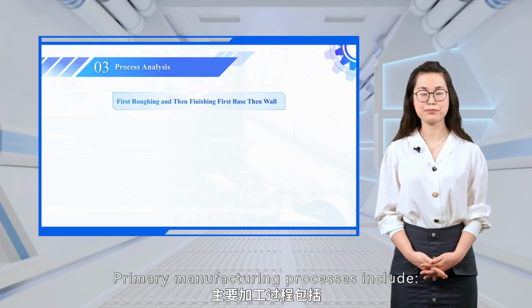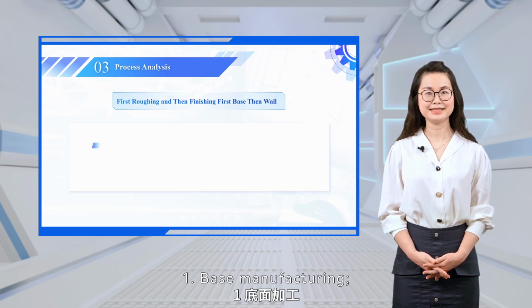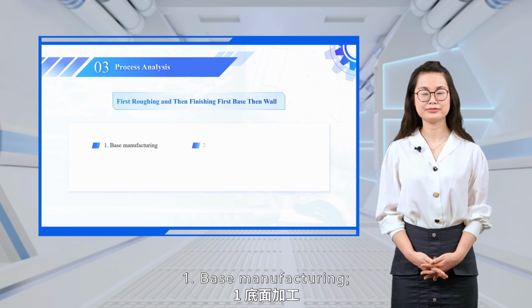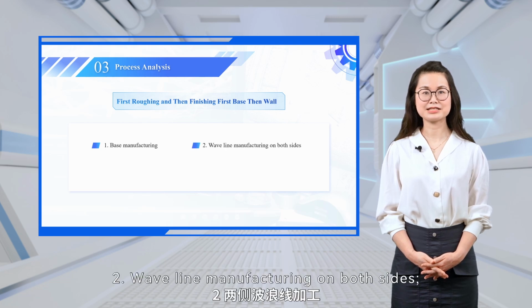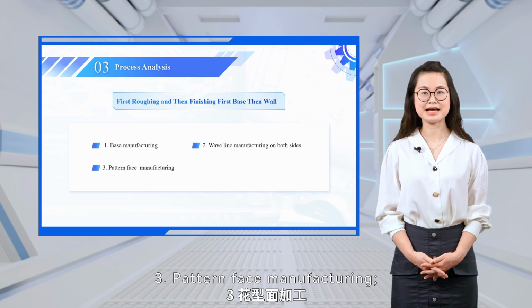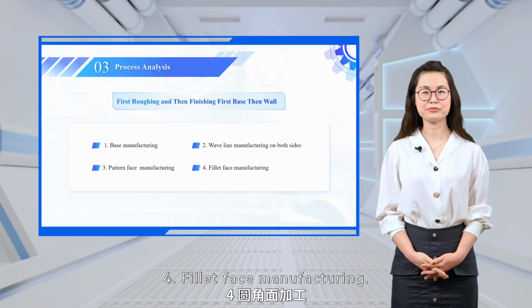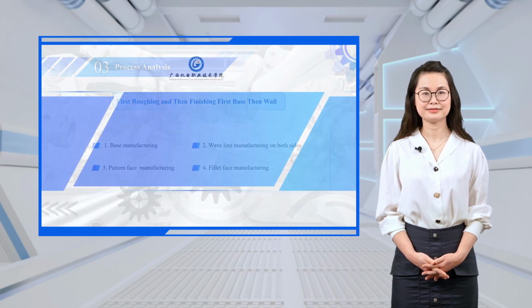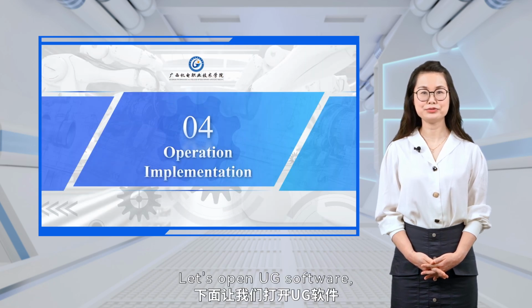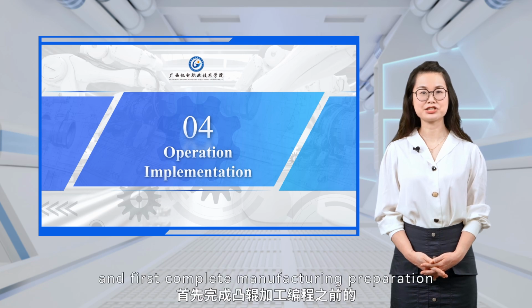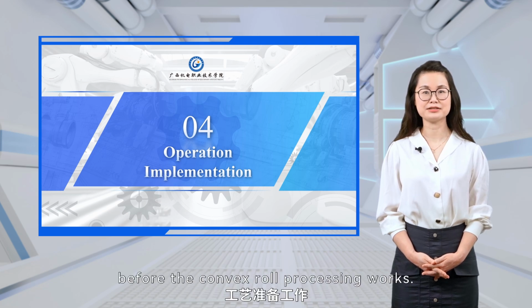Primary manufacturing processes include 1. Base manufacturing, 2. Waveline manufacturing on both sides, 3. Pattern face manufacturing, 4. Fillet face manufacturing. Let's open UG software and first complete manufacturing preparation before the convex roller processing works.